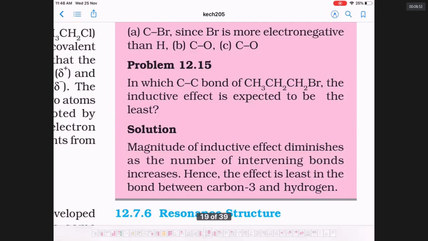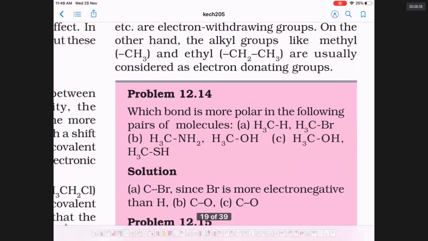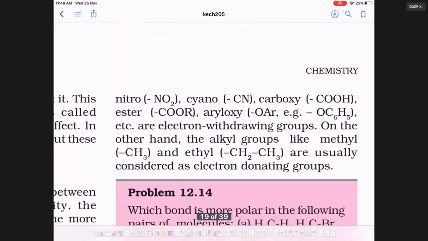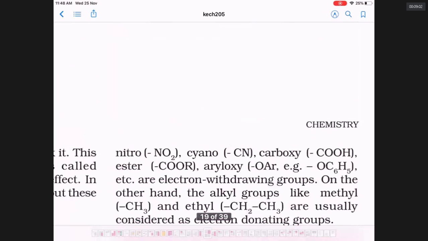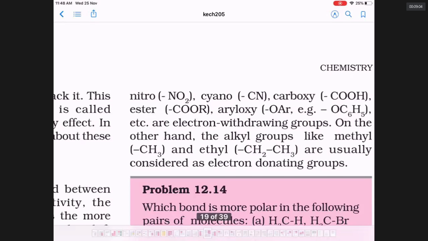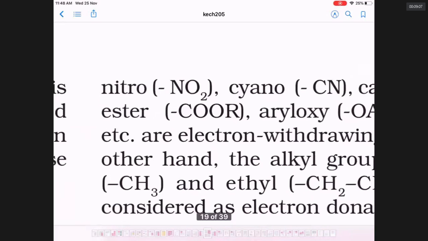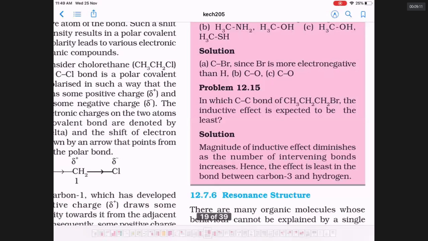The first variety of groups is known as minus I groups. Which is the most powerful minus I group? NO2. What is the other variety of groups? Plus I groups. Which are plus I groups? Copper, zinc, aluminum, methyl, ethyl, propyl, etc.